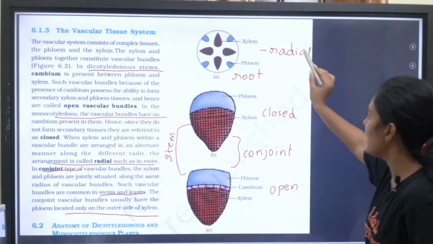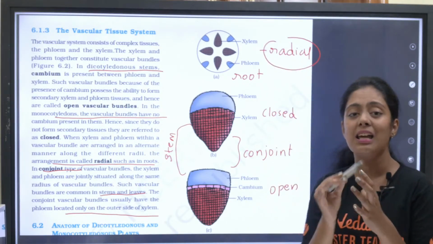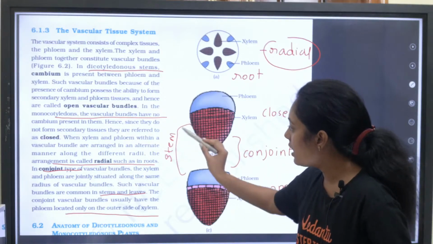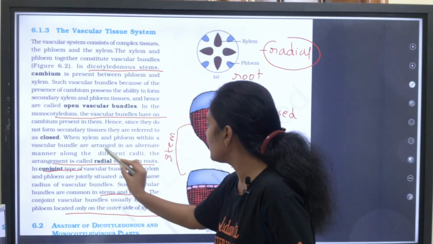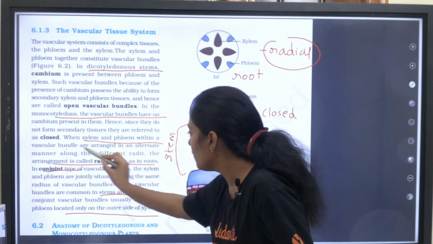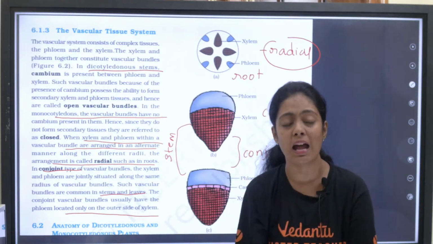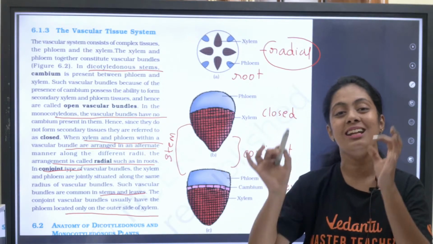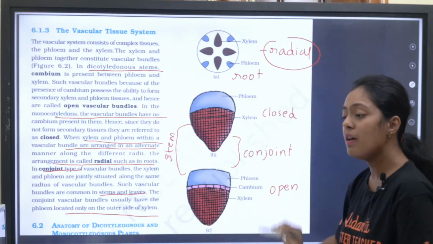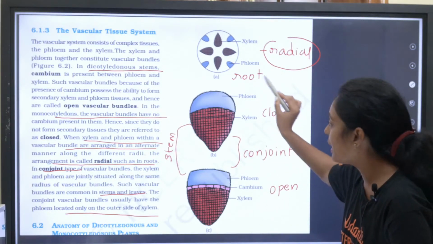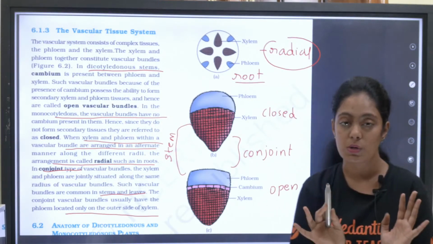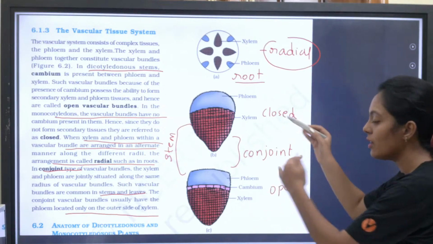So first, let's talk about this radial kind of vascular system. Here you can see I have underlined that all your xylem and phloem within a vascular bundle are arranged in an alternate manner in the form of concentric rings. So that is radial. Where do you see this kind of radial vascular bundle? It is seen in root.